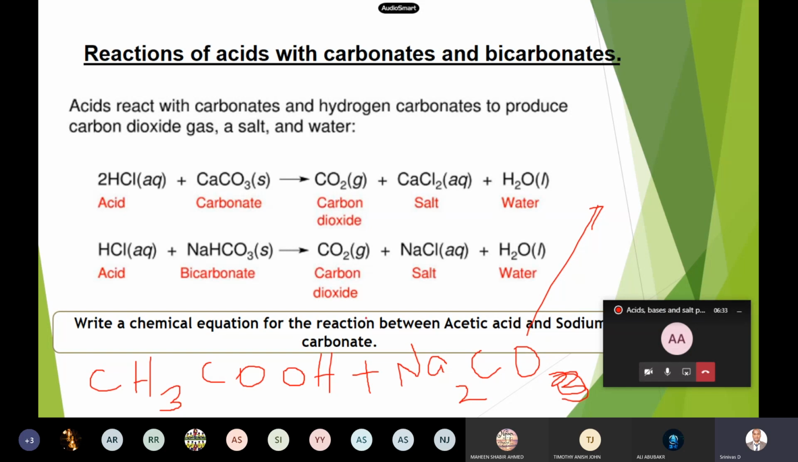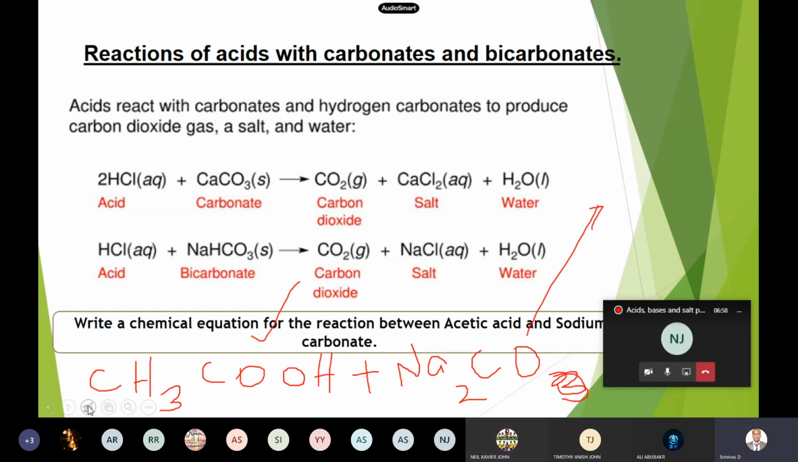CH3COOH plus Na2CO3 gives rise to dash, dash, and dash. Anyhow, this is an acid and this is carbonate. So all the time when a reaction is between carbonates and acids, you will get water and carbon dioxide. That is common. Only the salt is differing. Sir, what's the formula for sodium carbonate? Na2CO3. I wrote it here.